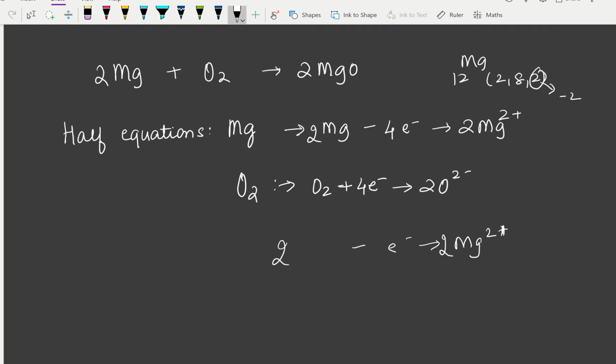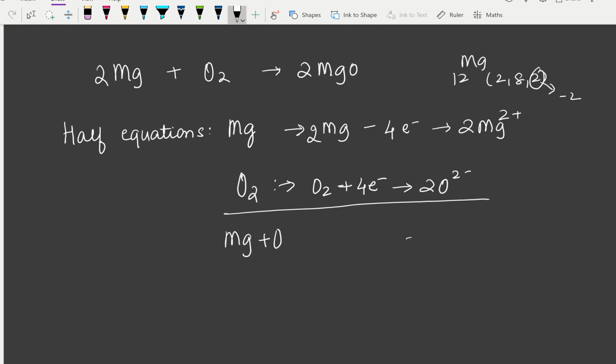Okay, so now these are the half equations. Now what do we do? Like I told you in the previous example, we are going to add the left hand side and the right hand side to get the overall reaction. So this is going to be Mg plus O2. I'm just highlighting the arrow here.